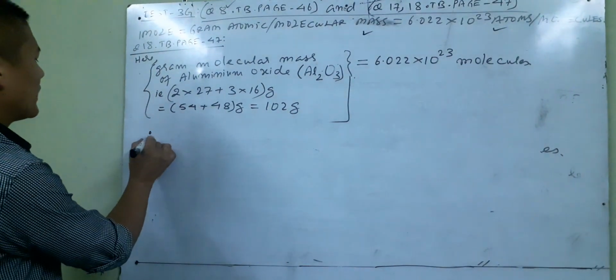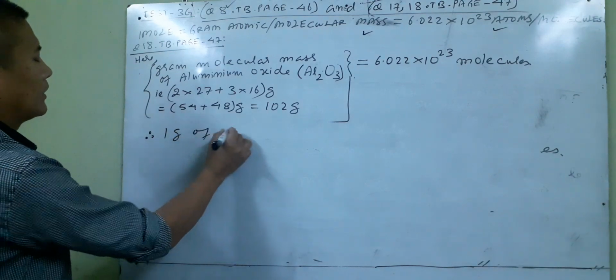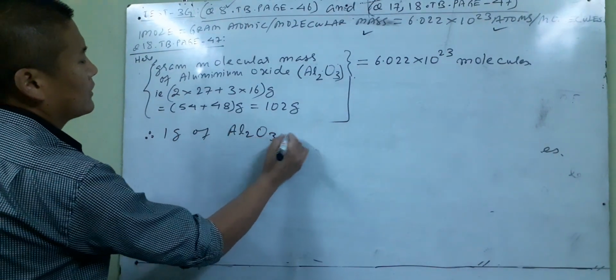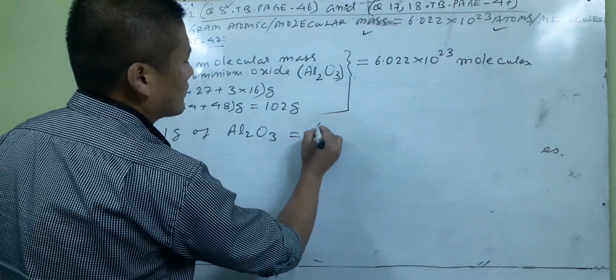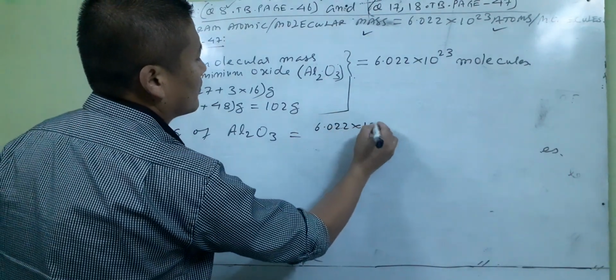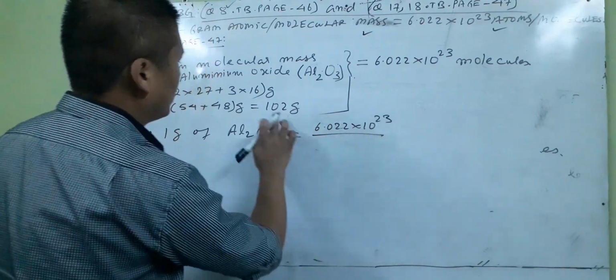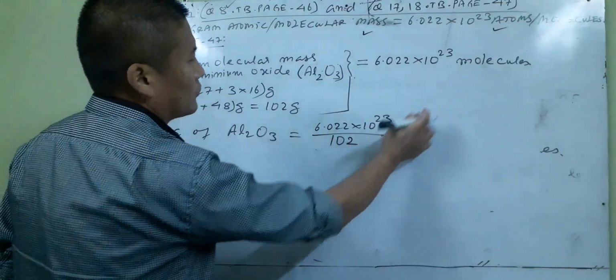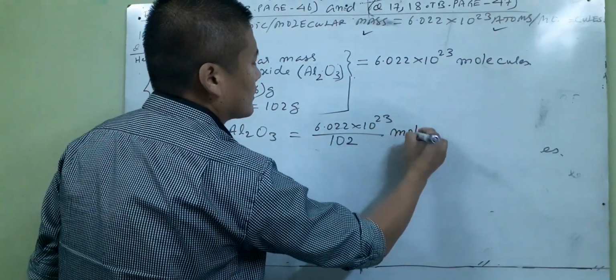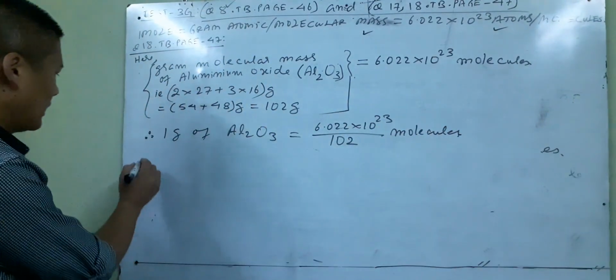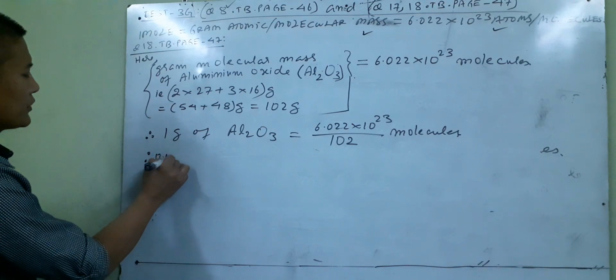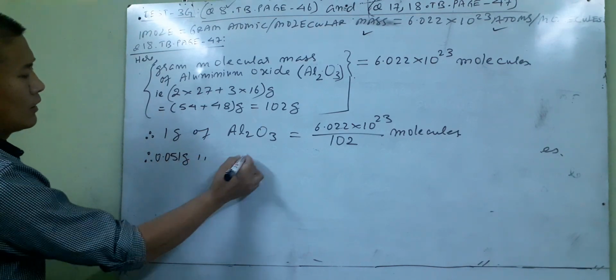So let us find for 1 gram. 1 gram of aluminium Al2O3 will therefore be 6.022 into 10 to the power 23 divided by this one, 102, and the right side you need is molecules. We should not bring this gram to the left, you need it on the right. Okay, therefore they are asking for 0.051 gram of aluminium oxide.